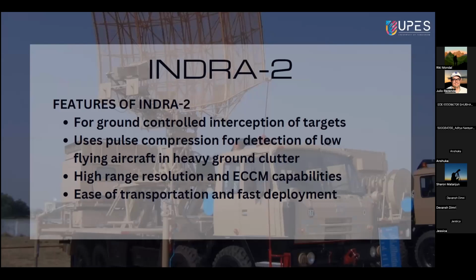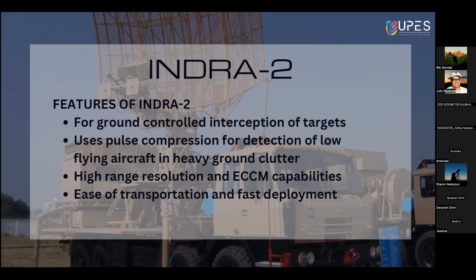So as in Indra 1, the classified keyed on and off pulse radar is distributed in 2 trucks. Indra 2 uses pulse compression and is distributed in 3 trucks. So it is connected to an air defense network using a computer system via satellite and fiber optics. And it also uses microwave links. So both variants are fully transportable by rail, road, and air.